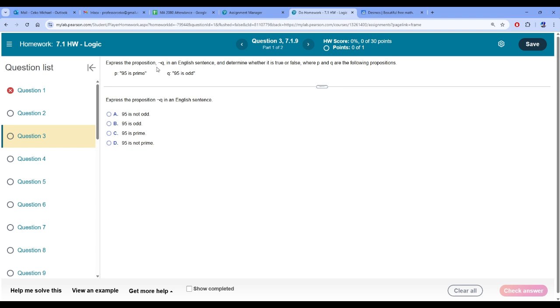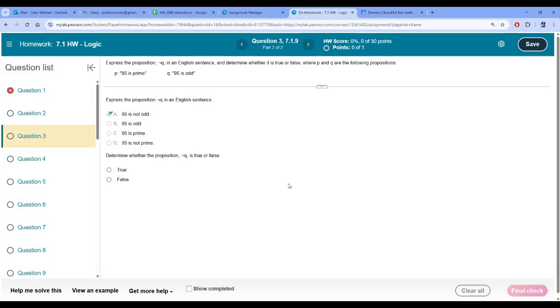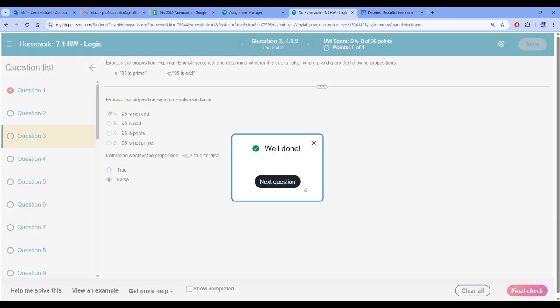Express the proposition of not Q in each sentence and determine whether it is true or false, where P and Q are the following propositions. P is 97 is prime and Q is 95 is odd. Express not Q: 95 is not odd. Determine whether the proposition not Q is true or false. It's false because if it's not odd, then it's even, but 95 is odd.